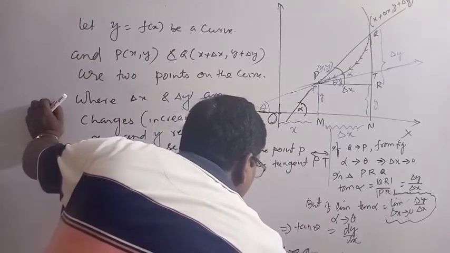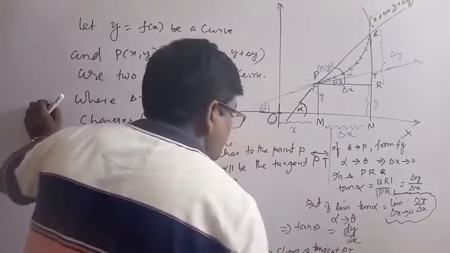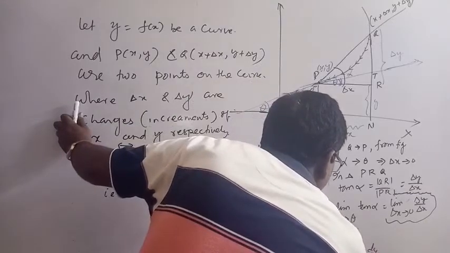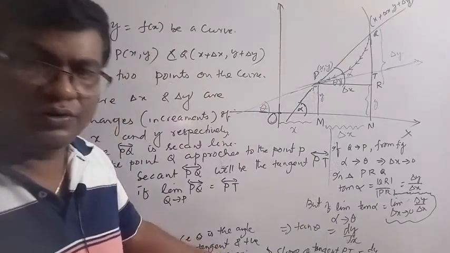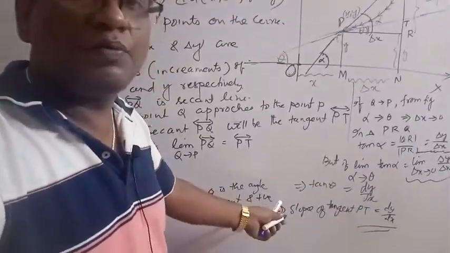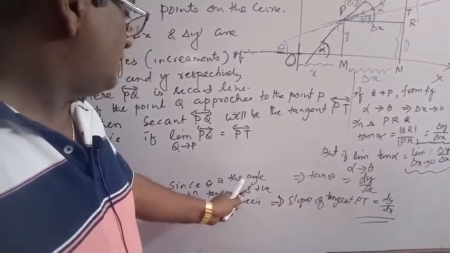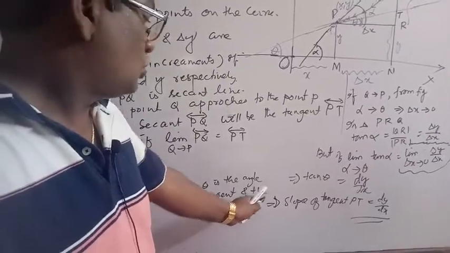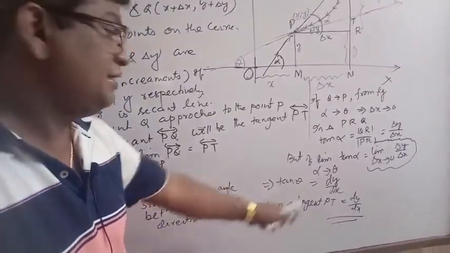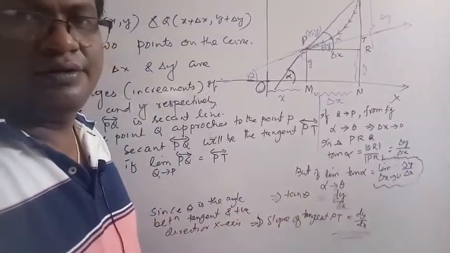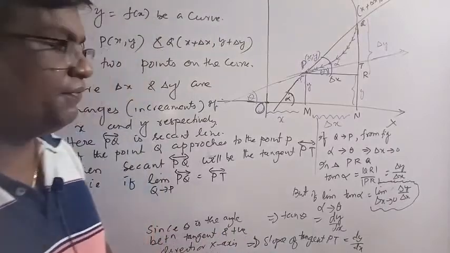Slope of the tangent PT is equal to dy by dx. Since theta is the angle between the tangent and the positive direction of the x-axis, the slope of tangent PT is equal to dy by dx. Okay. This is the proof of the geometrical meaning of the derivative.